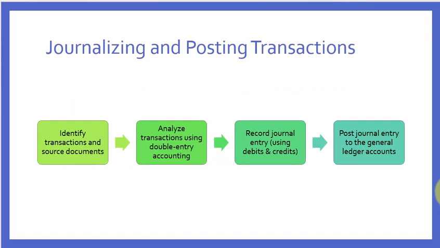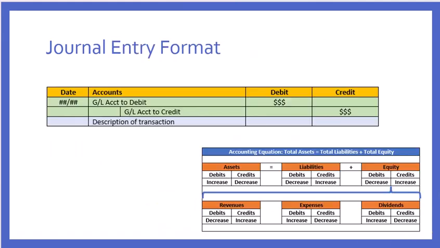Okay? So let's do a quick summary here. This is a quick recap of how our transaction analysis process is going to play out. You can see that we are essentially between steps 2 and 3. Okay, so we've kind of looked at what a double entry accounting system looks like, and now we are ready to start recording journal entries using debits and credits.